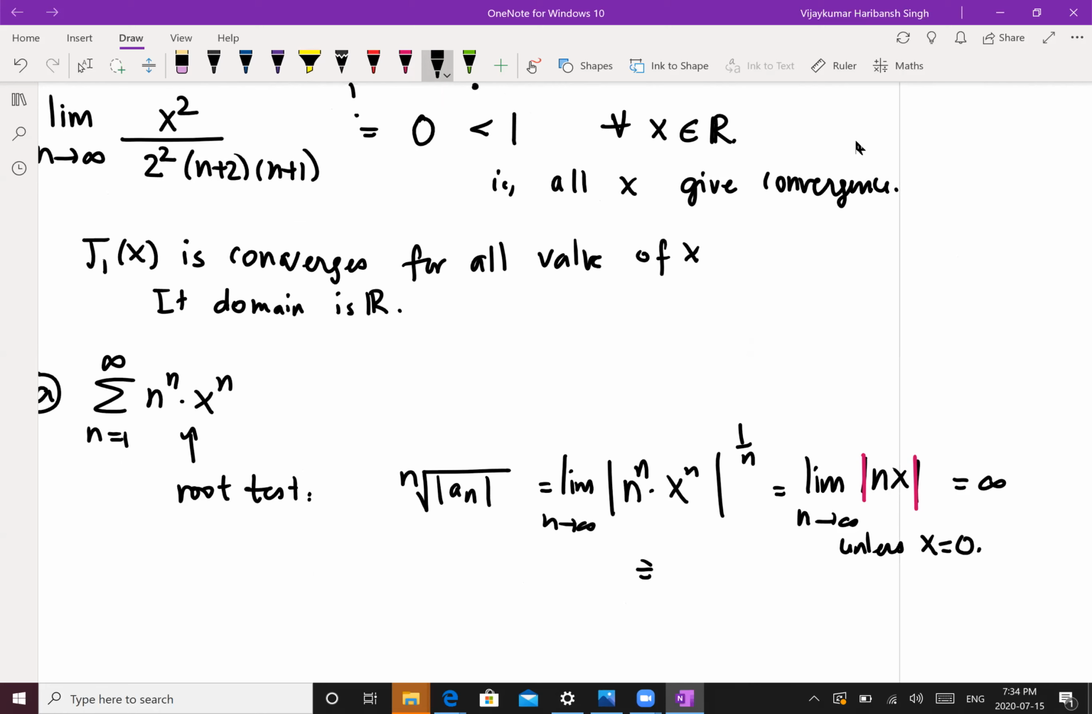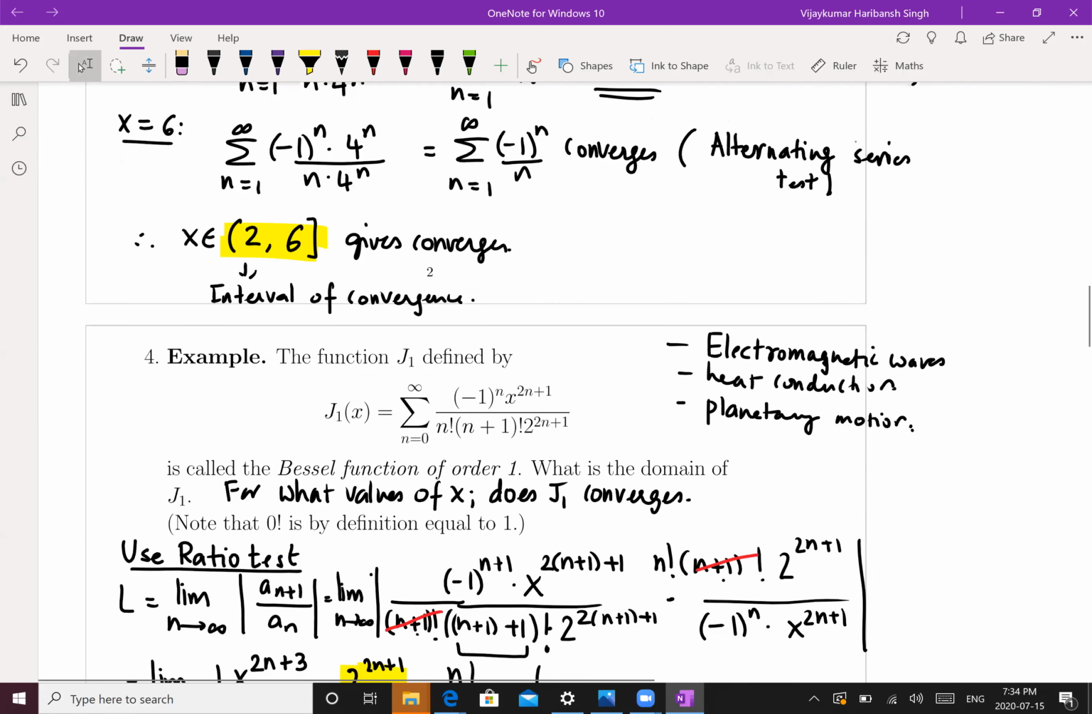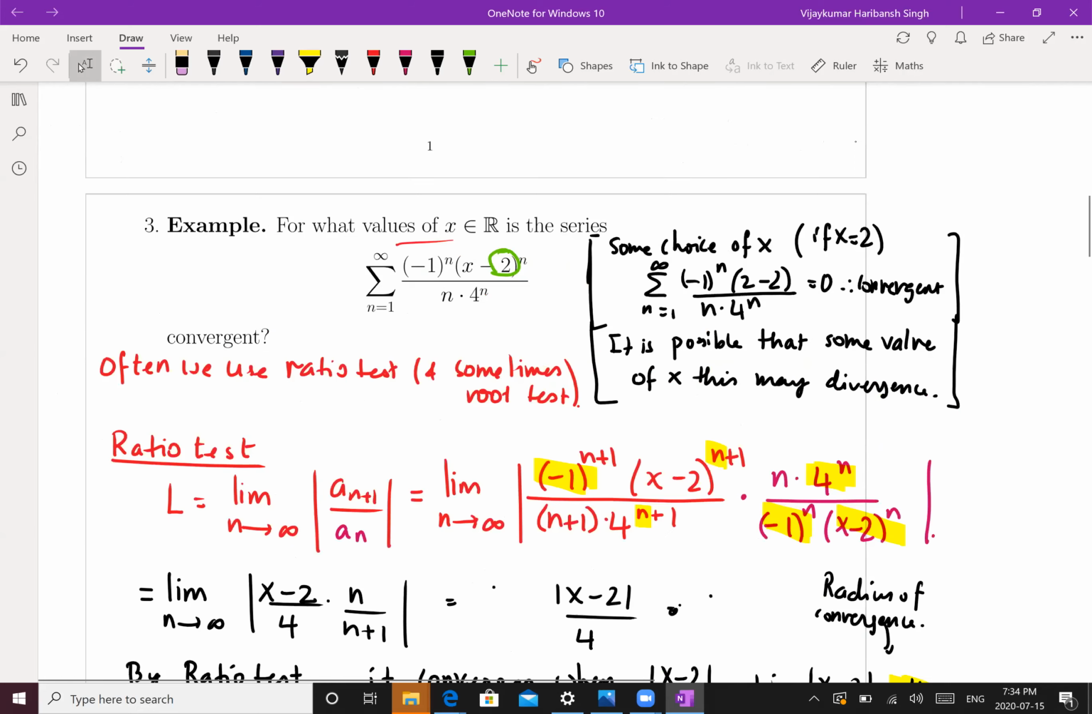Therefore, the interval of convergence is, what is the interval? What are the values of x it converges for? It only converges for x equals 0 only, right? So now we have seen a few examples here, and the underlying idea is the following.